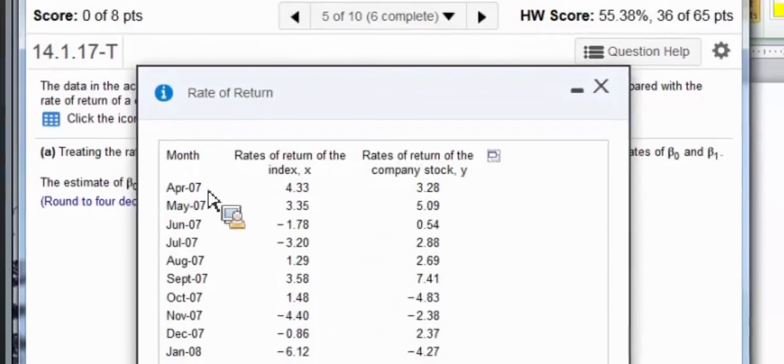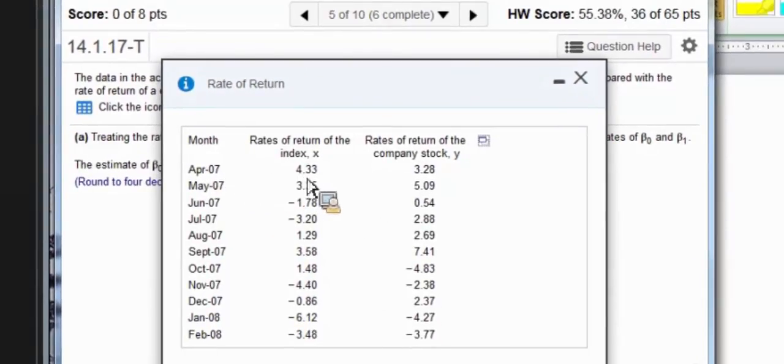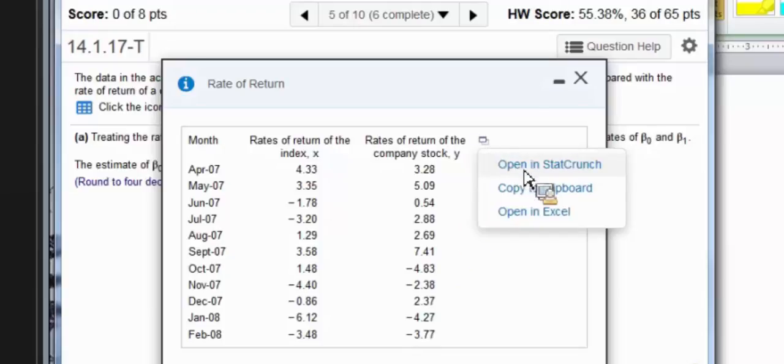So in April 2007, the stock market as a whole went up 4-point-something%. Our stock itself didn't do quite as good, went up only 3-point-something. In May, the whole stock market went up 3-point-something, but this particular company did better. So some months it does better, some months it does worse. So let's open it up in StatCrunch.